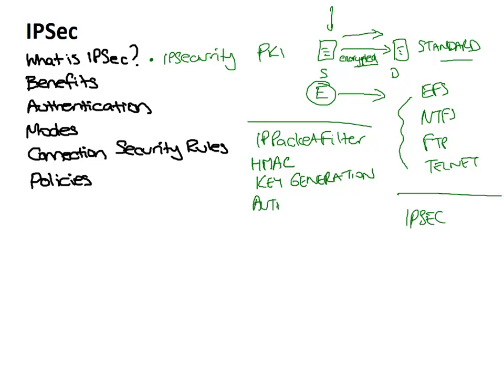So IPSec, under Windows 2008 and Windows 2003 for that matter, can use three different types of authentication. They could use Kerberos authentication, which is obviously popular in Active Directory environments. We could use digital certificates. Of course, that's going to require you to have a certification authority, or we could use a pre-shared key.